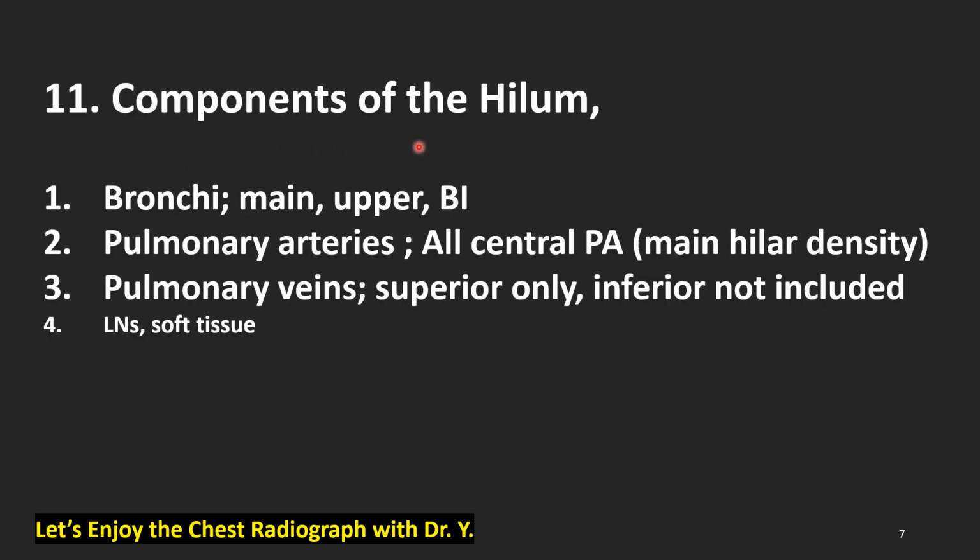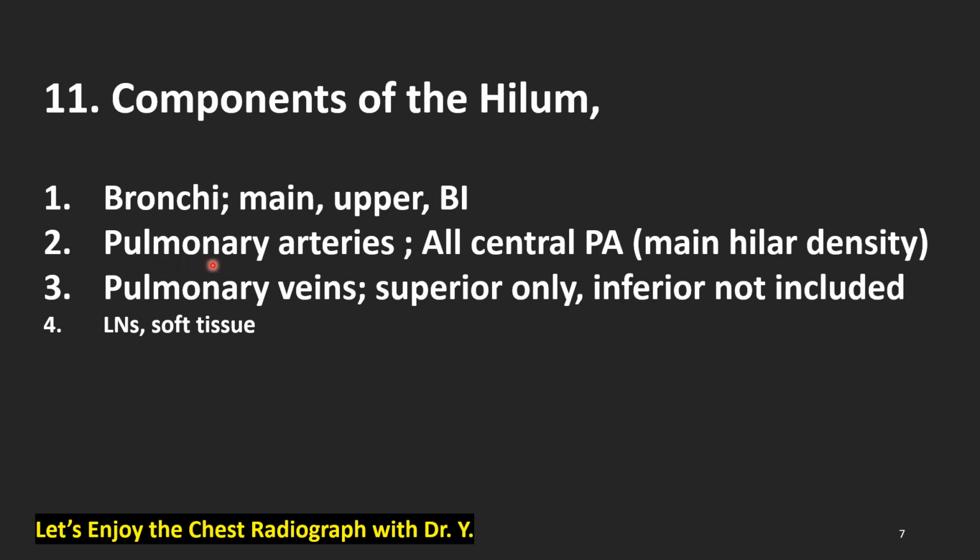Components of the hilum. First, bronchi. There is not a single bronchus on the hilum. For example, on the right side, right main bronchus, upper lobar bronchus, and the bronchus intermedius. So many bronchi are there.